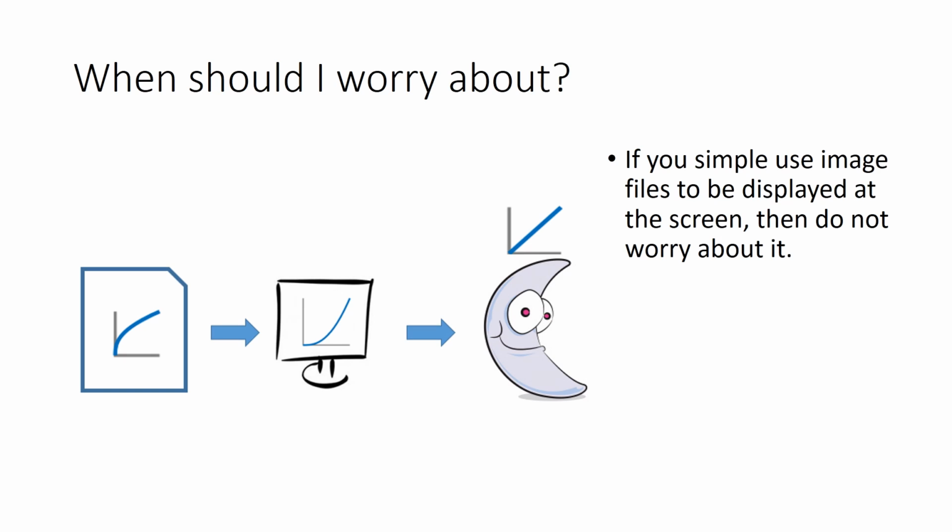Okay, I was talking a lot about this, but when should I worry about all this stuff? Because if you simply use image files that you have on your hard disk to be displayed on the screen, then you don't need to worry about it. Because as we saw, the image file is stored in memory with the inverse gamma applied, then the monitor will apply the gamma and you will get a linear result, which is correct.